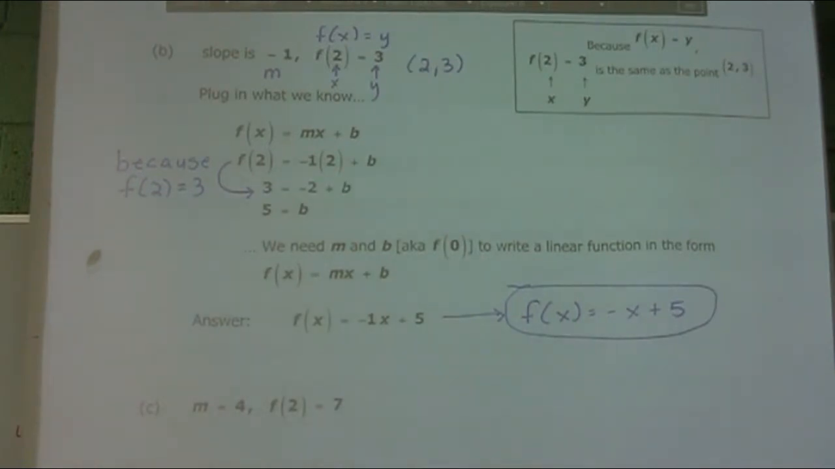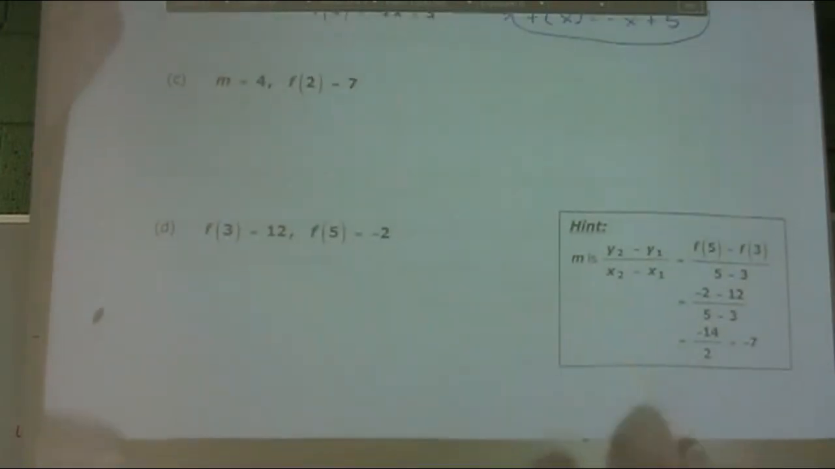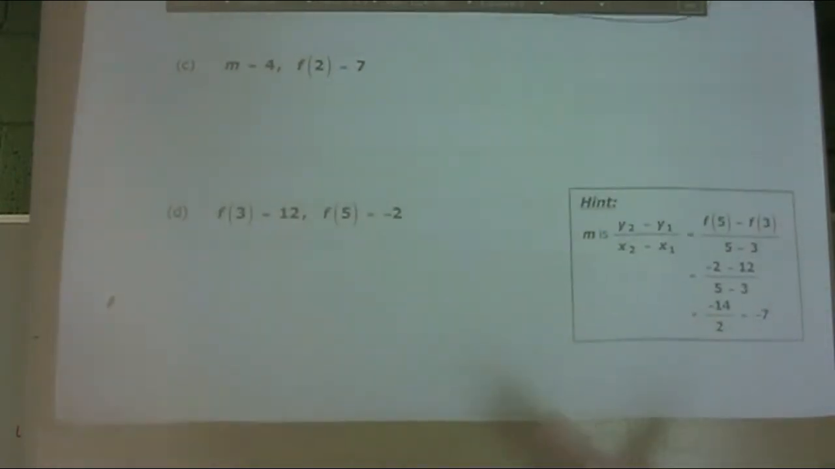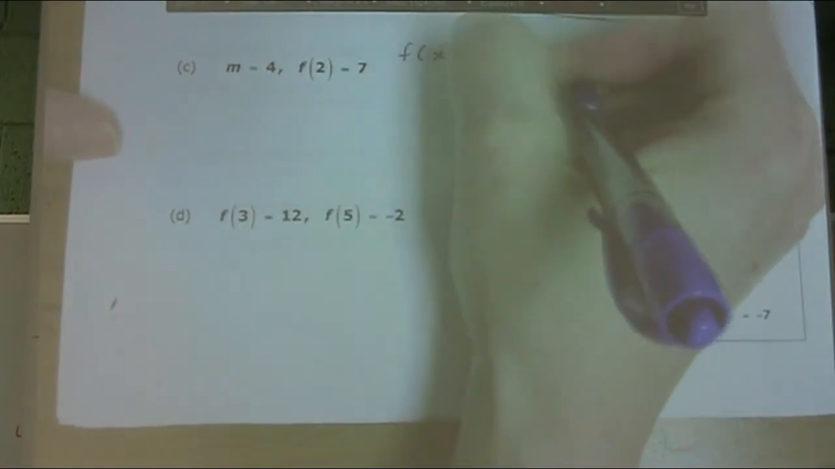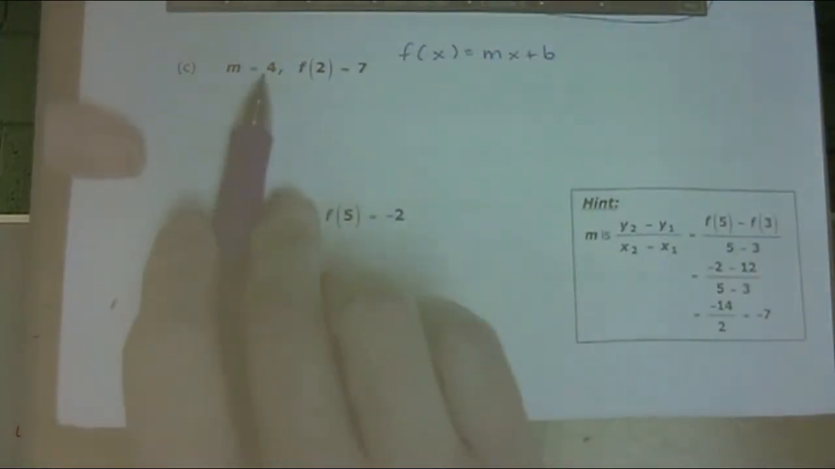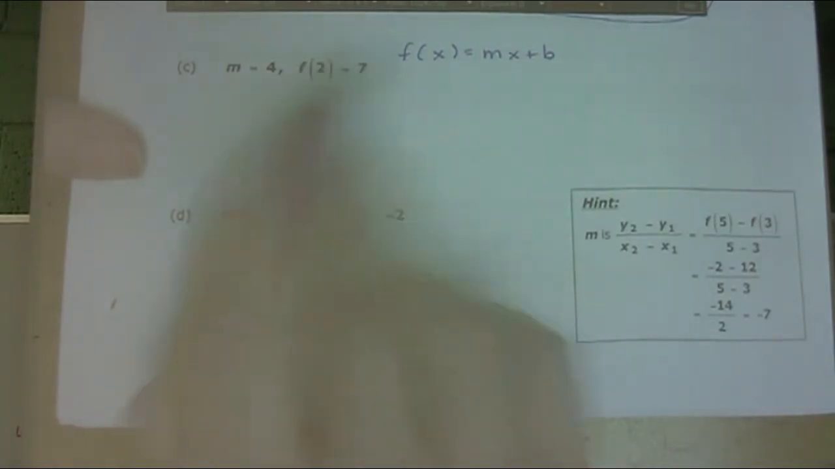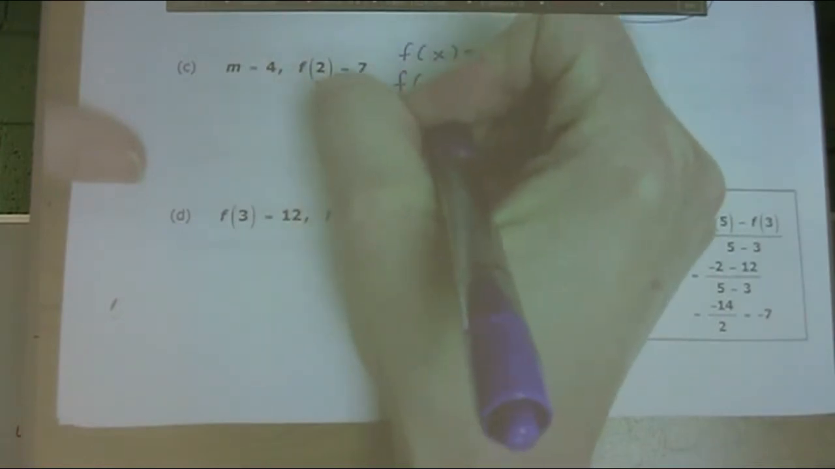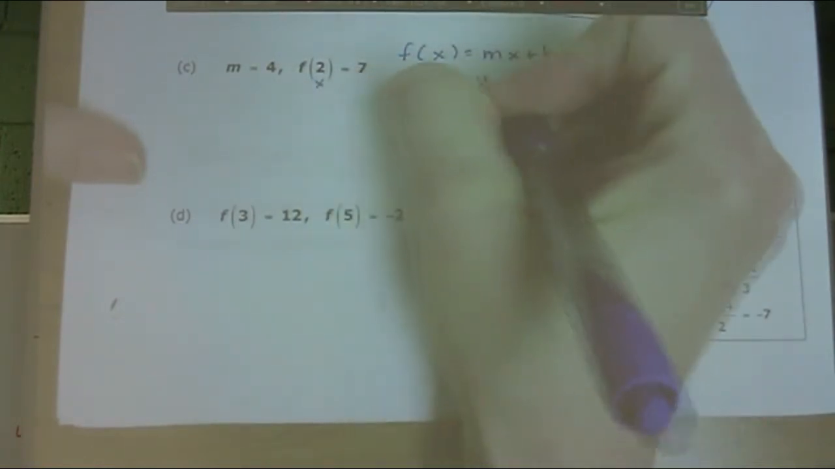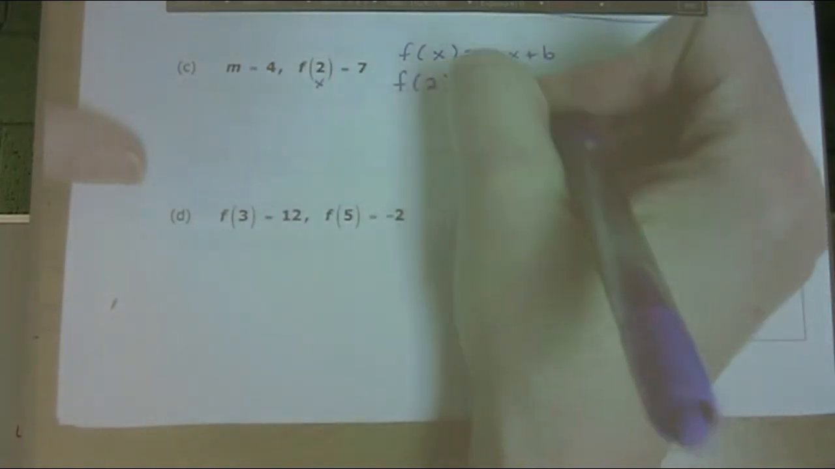All right, let's try C. We can go through C together. All right, C, we have the slope of 4, and we have f of 2 equals 7. We do not have little b, and we need to find it. So we're going to start with f of x equals mx plus b. All right, we're going to plug in m, and we're going to plug in 2 for x, because remember, this is an x value. So I've got f of 2 equals 4 times 2 plus b.